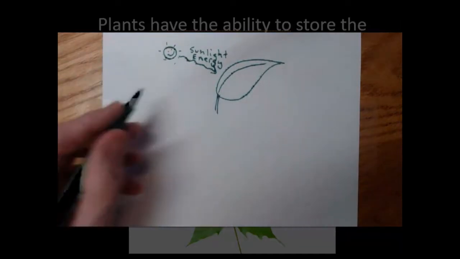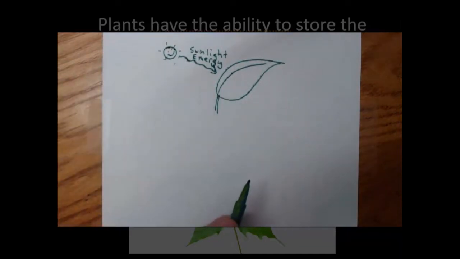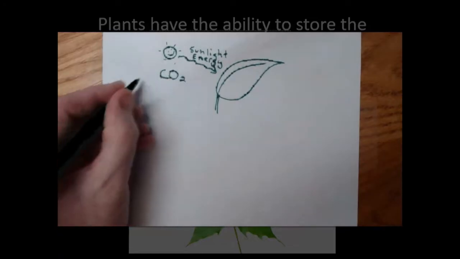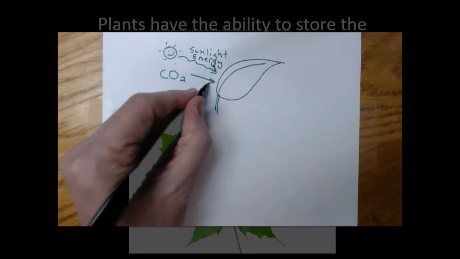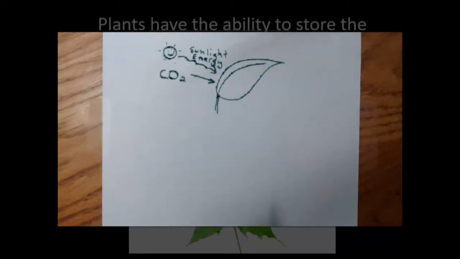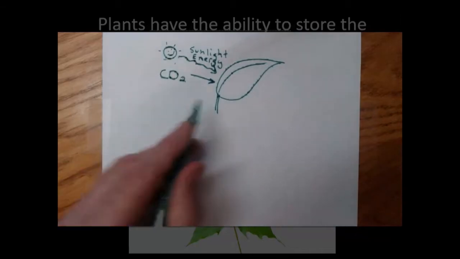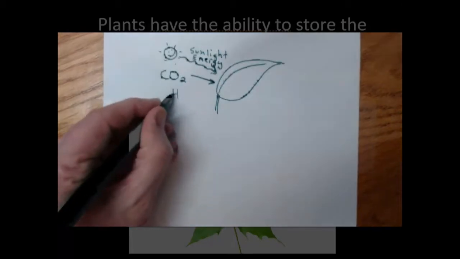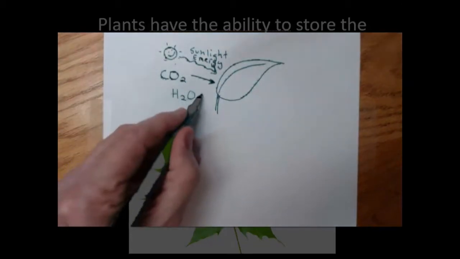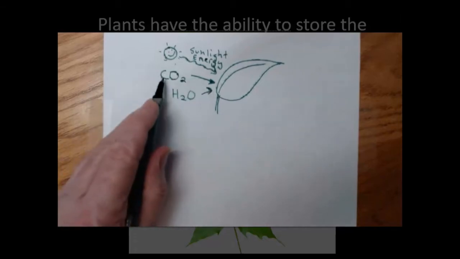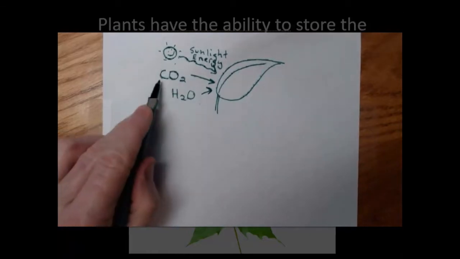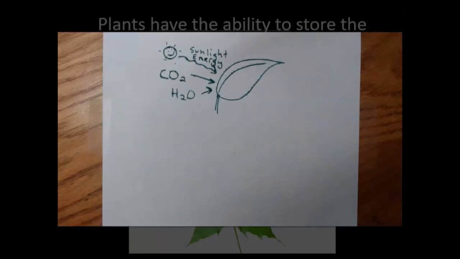Okay, well, anyway, what you also have is an input on here. The plants need carbon dioxide out of the atmosphere. CO2. Carbon dioxide goes into this. It actually goes in the underside of the leaf through something called a stomata, little pores that they have there. And then water comes up through the roots, H2O. Okay, so these are the inputs into photosynthesis. They get carbon dioxide and water. That's what they need, okay? They get carbon dioxide from the air, they get water from the soil up through the roots.